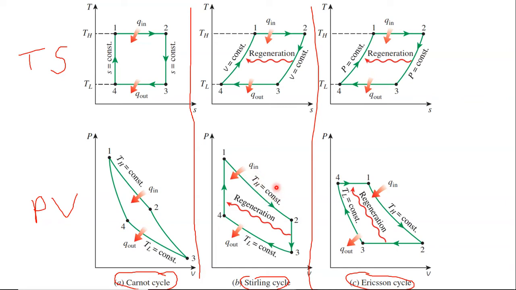Similarly, if you see the Ericsson cycle, it looks similar to the Brayton cycle on the PV diagram. But what is the difference here? In the Brayton cycle, we had isentropic compression, constant pressure heat addition, isentropic expansion and constant pressure heat rejection. But in the Ericsson cycle, instead of having this process as isentropic, we have isothermal over here, constant temperature. The remaining two processes are constant pressure only.